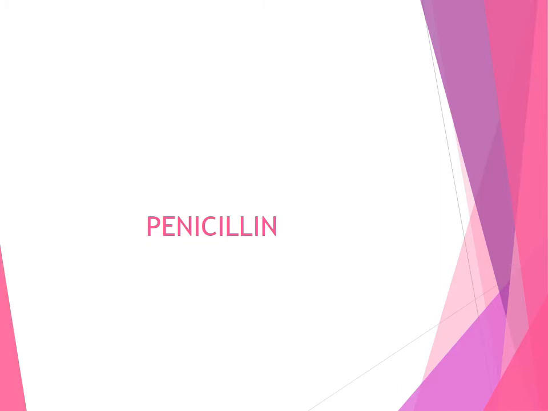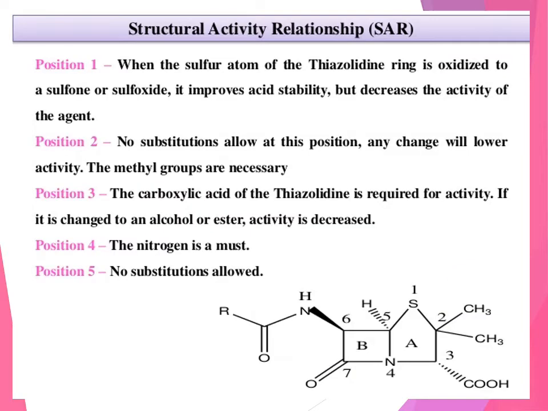Okay, under beta-lactam antibiotics, we have penicillin. So for the structural activity of penicillin, once the sulfur atom of the thiazolidine ring is oxidized to sulfone or sulfoxide, this will decrease the activity of the agent. However, it improves acid stability. So pag ito ay na-oxidize to sulfone or sulfoxide, improve niya yung acid stability but decrease the activity of the agent. Position number 2, this is carbon number 2, wala dapat na pwedeng pumalit dyan. Pag may pumalit, any change will lower the activity of the drug.